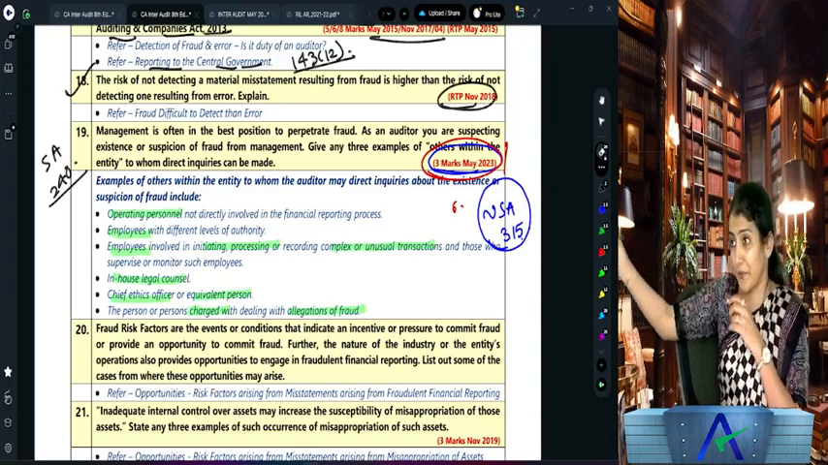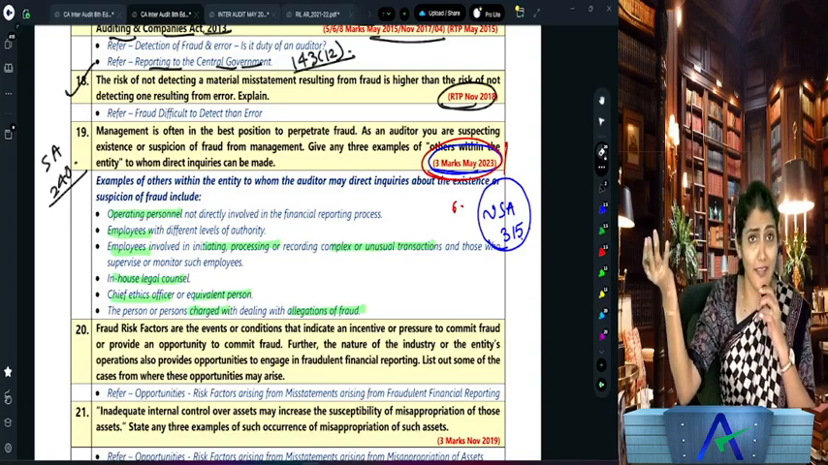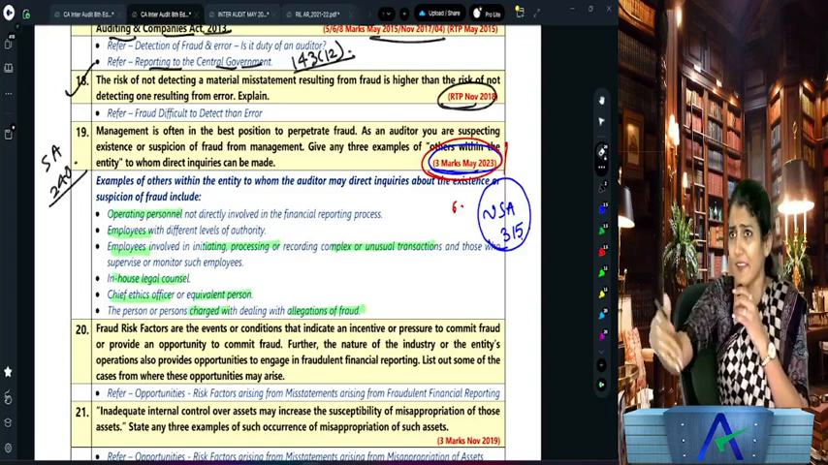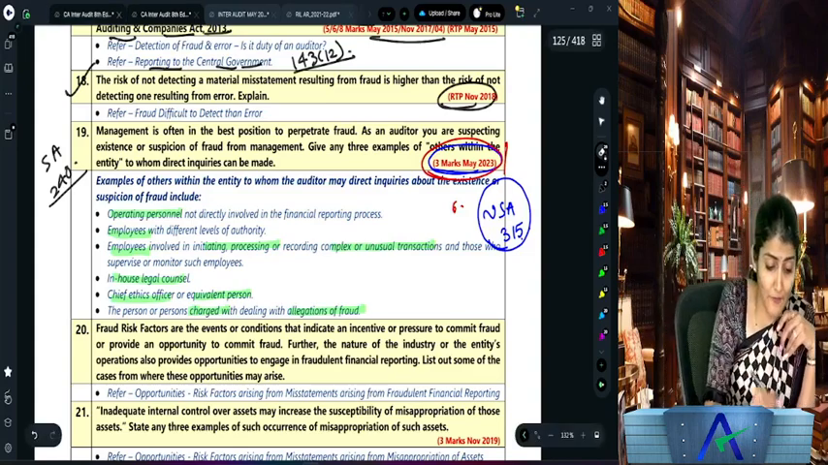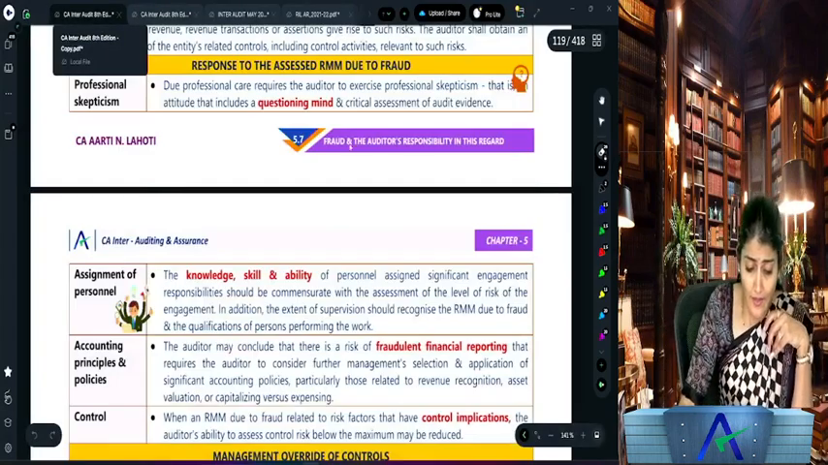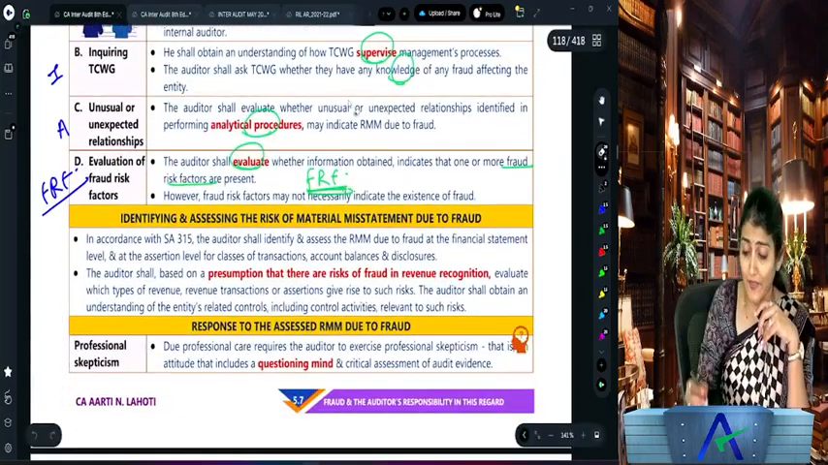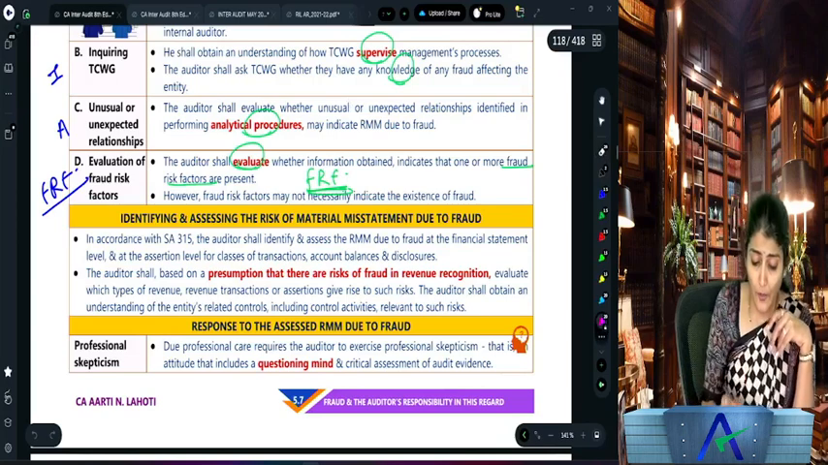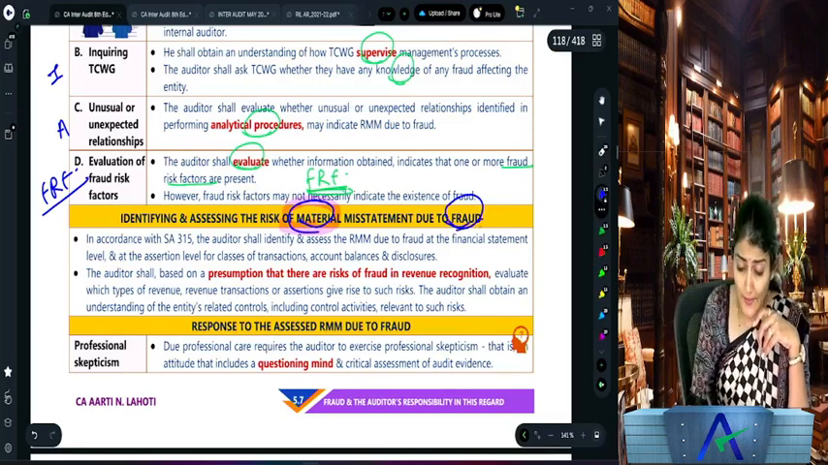Right, so that is one question. Now I have been discussing the subject with you for the last 8 days. Did we ever find anything like that? No, everything we see is in the study material. Anyway, what we are talking about here is the risk assessment procedures. By performing the risk assessment procedures, you identify the RMM, but if this RMM is due to fraud, then it can be called the fraud risk.